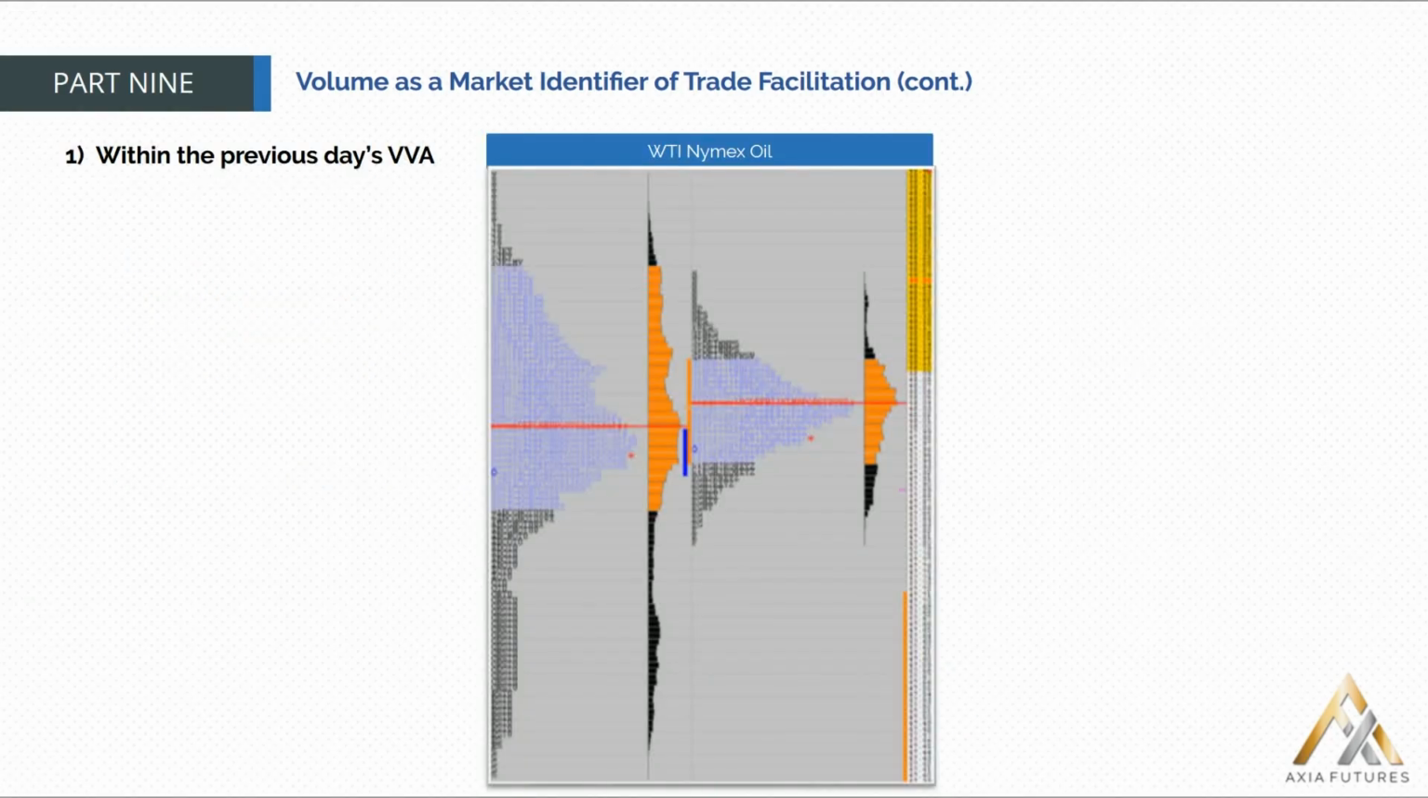The first example is very clear. As you can see, remember, the value area is all the orange volume. So what we can see on day 2 in this example is that day 2 is well contained within day 1's value area. Now remember, we said this is the lowest level of conviction.